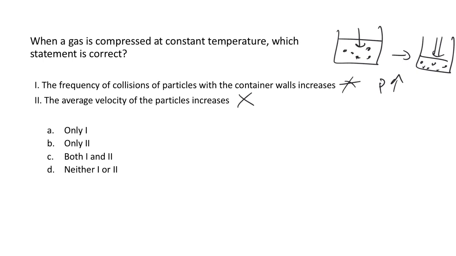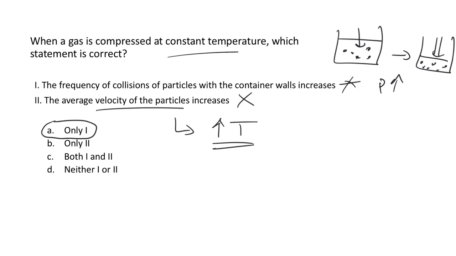The only way we can change the velocity of the particles is to change the temperature. To increase the average velocity of the particles, we have to increase the temperature, but we're told we're at constant temperature. So the only true statement here is that we're changing the frequency of collisions with the walls, and we're not changing the average velocity of the particles.